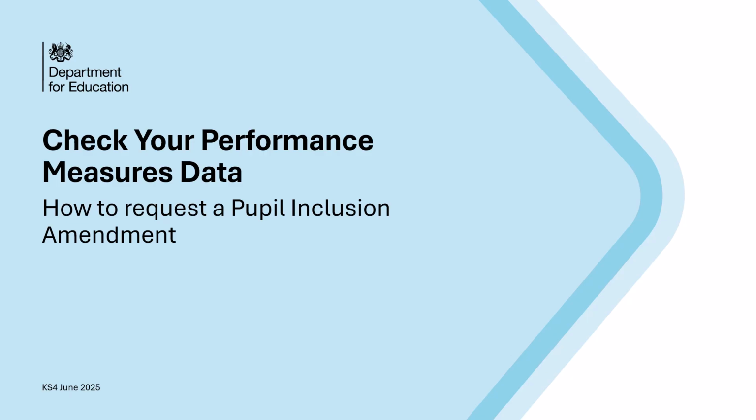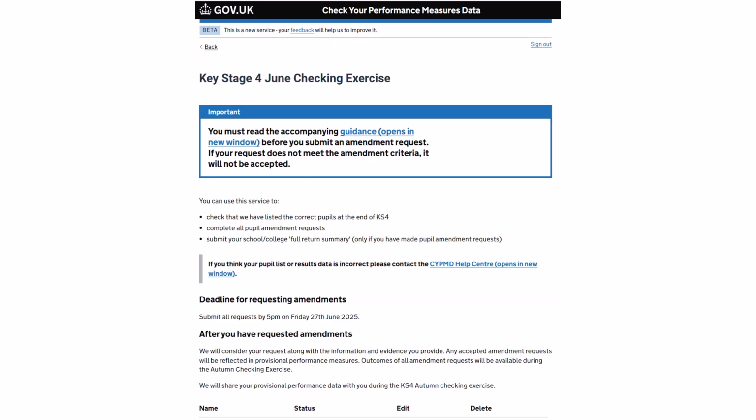Welcome to this video on how to request a pupil inclusion amendment. Once you have checked your school's pupil CSV files, if you need to request to include a pupil, you can do so for those listed within the non-included pupil CSV file. I am now going to walk you through how to request a pupil inclusion.